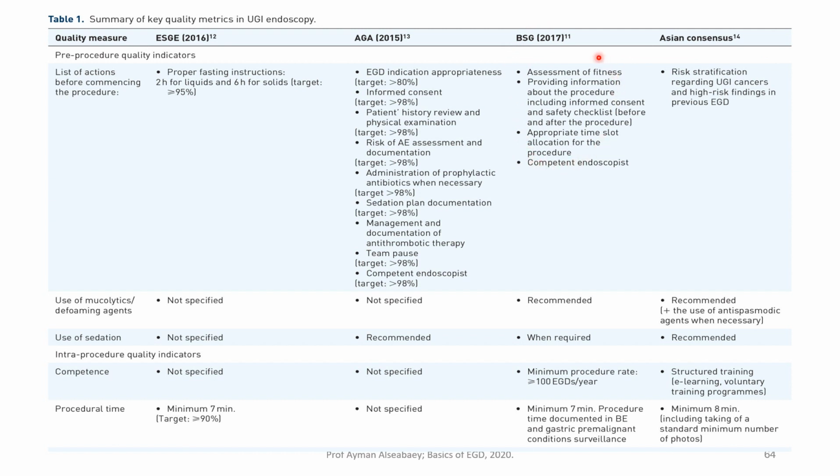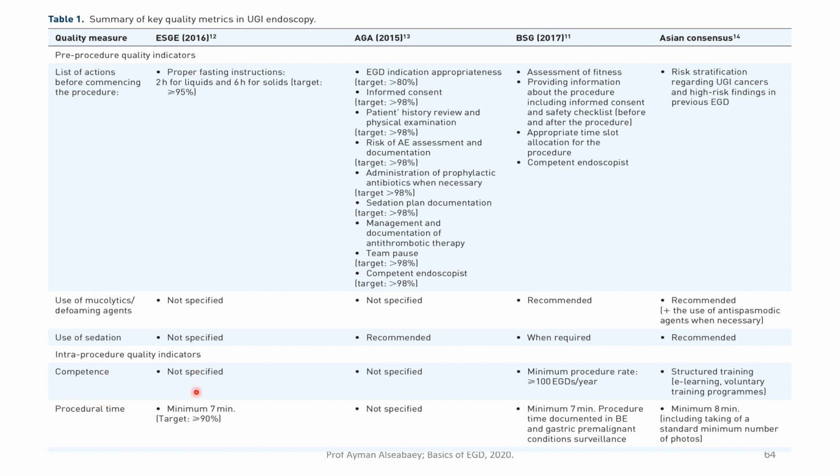The British Society agrees with the EGA, and the Asian guideline is the same. The use of mucolytics was only recommended by the British Society of Gastroenterology, and also by the Asian consensus. Regarding sedation, using local anesthesia or moderate sedation, the ESGE didn't give a recommendation. The EGA recommended doing it with sedation. The British recommended it when sedation is required, especially if the patient is anxious. And the Asian guideline recommended sedation. So the only one who didn't recommend sedation is the European Society of Gastrointestinal Endoscopy.